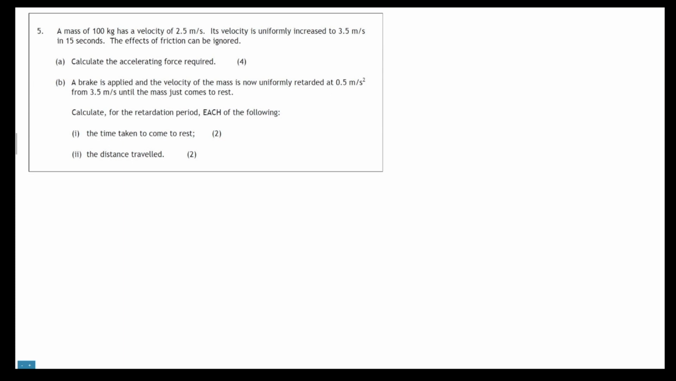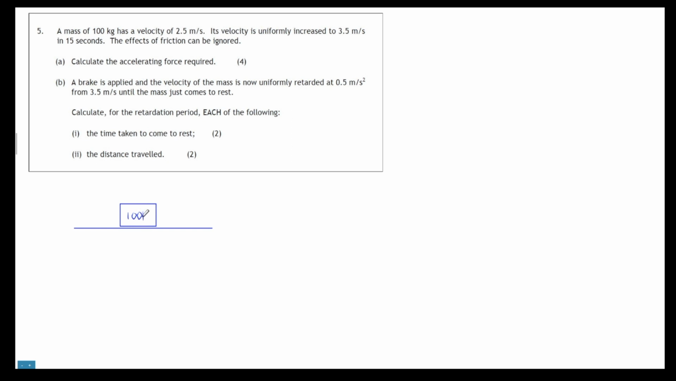Okay, let's do question number 5. This one looks a bit longer. It's going to take a bit longer to go through it, I think. A mass of 100 kilograms has a velocity of 2.5 meters per second. Is it moving on a flat surface? Well, it doesn't say how it's moving, but let me draw it because I want to try to convert it into picture format because otherwise it's a lot of information.